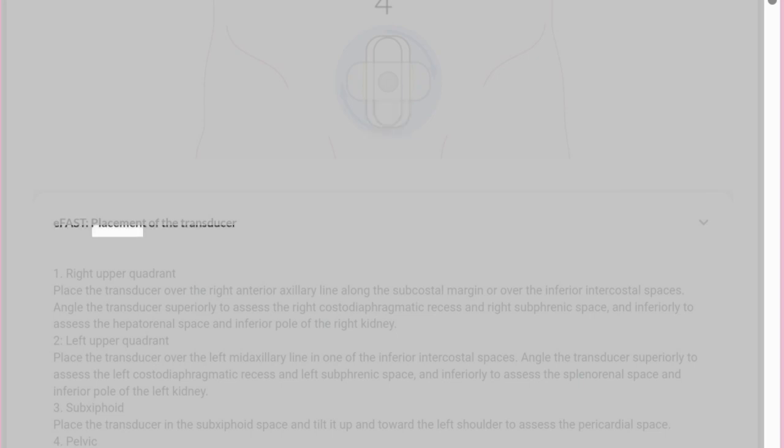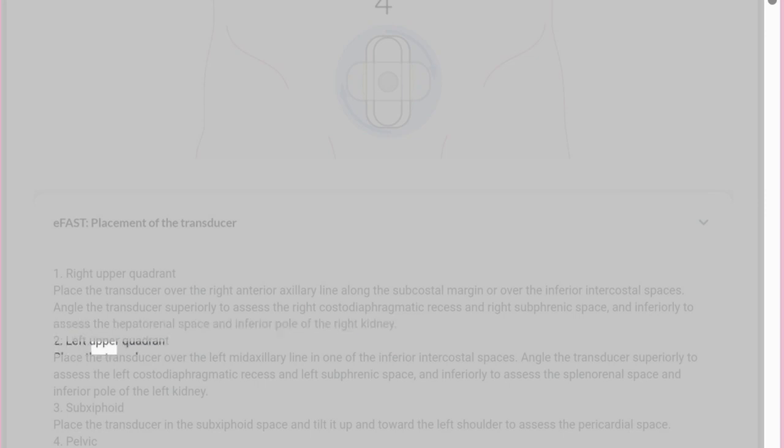EFAST, placement of the transducer. 1. Right upper quadrant. Place the transducer over the right anterior axillary line along the subcostal margin or over the inferior intercostal spaces. Angle the transducer superiorly to assess the right costodiaphragmatic recess and right subphrenic space, and inferiorly to assess the hepatorenal space and inferior pole of the right kidney.